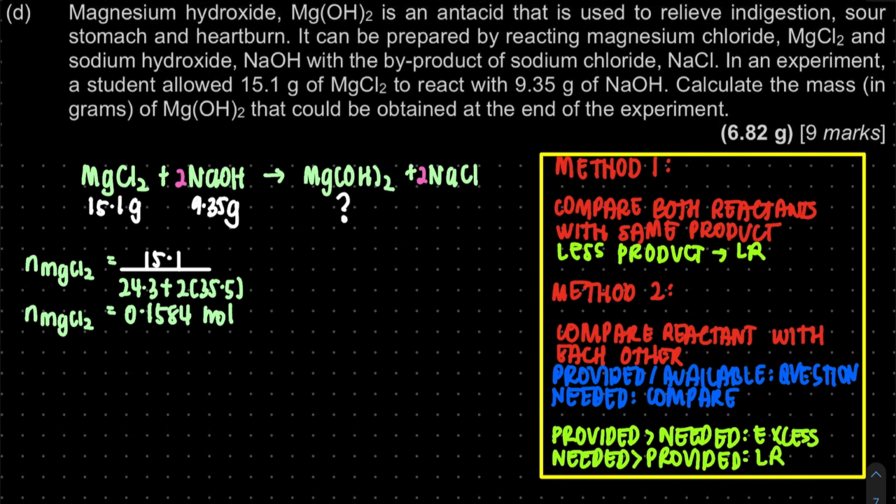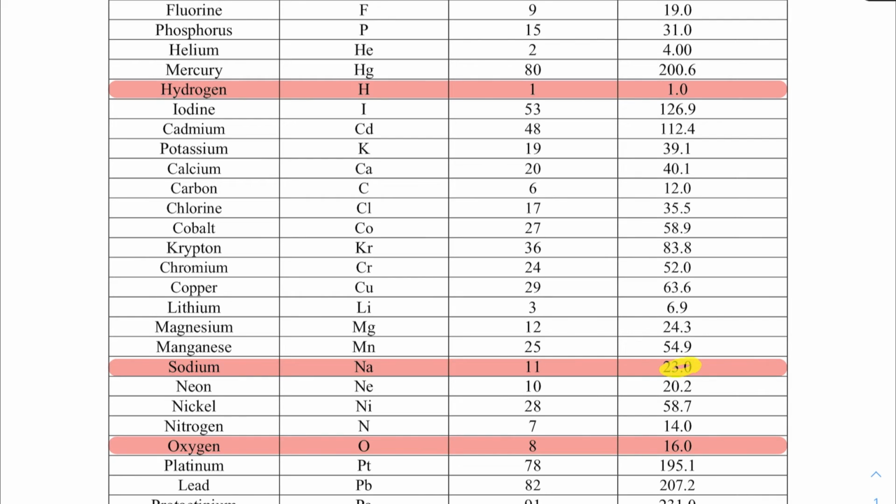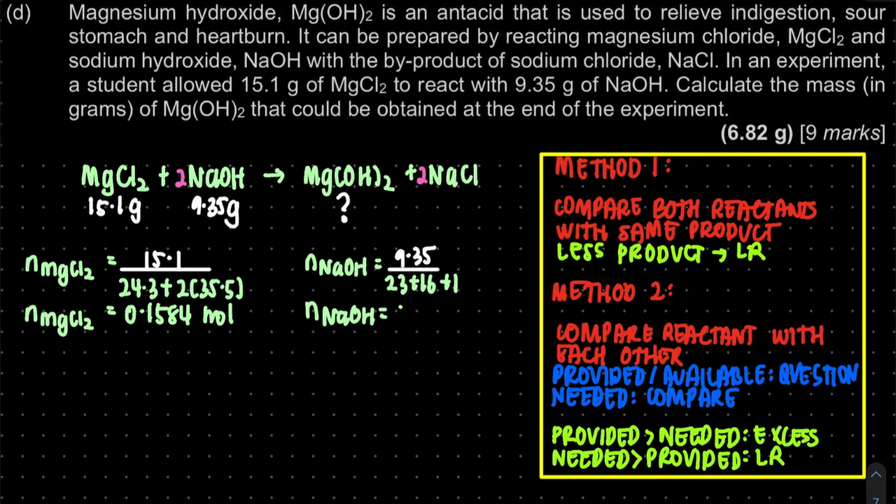Now we're going to find out the number of mole for sodium hydroxide. For the molar mass, we're only going to find it for NaOH. We're not going to include the number 2 here. So what is the molar mass? Na is 23, O is 16, and H is 1. The number of mole of sodium hydroxide is 0.2338 mole.